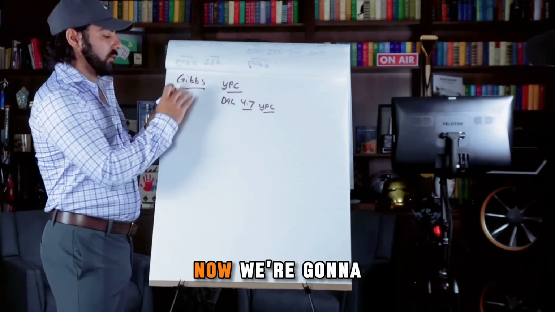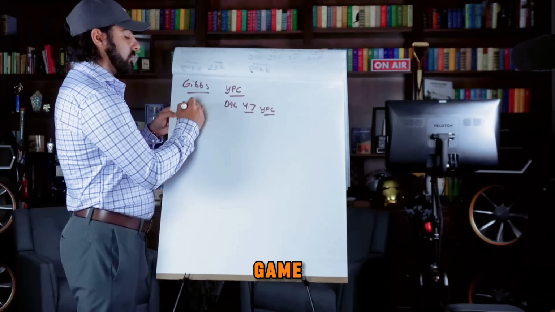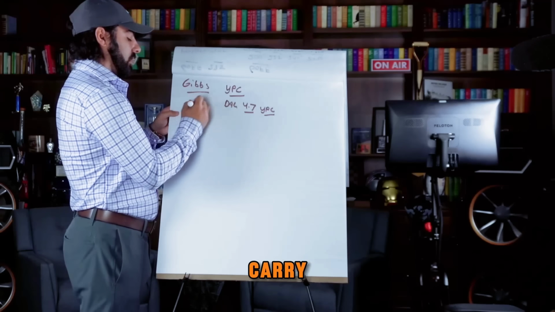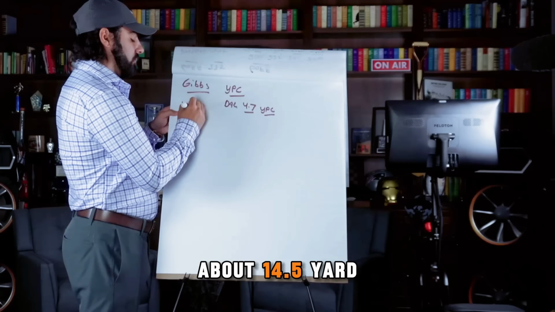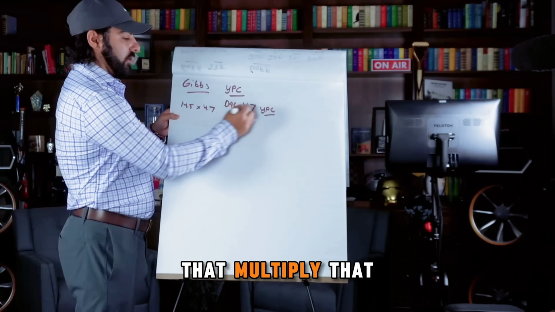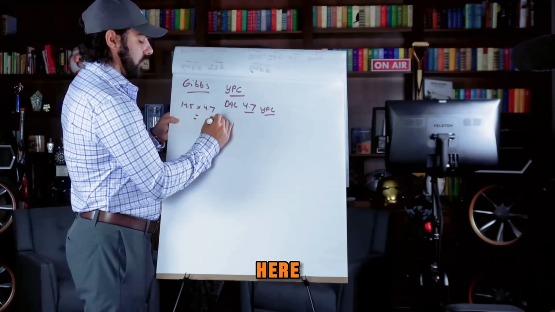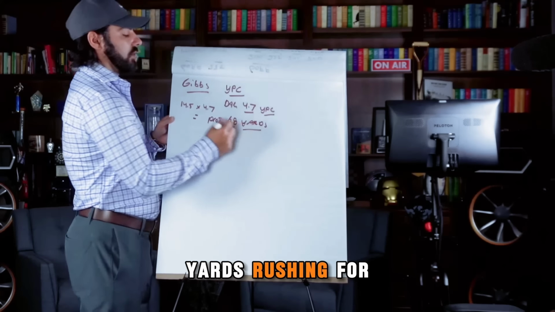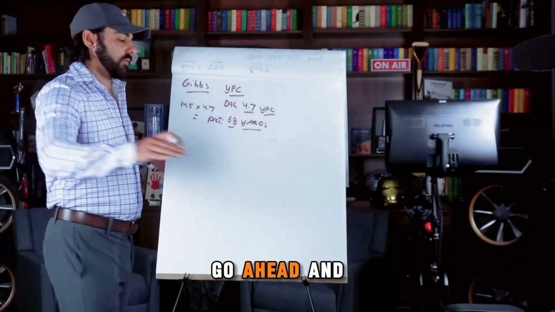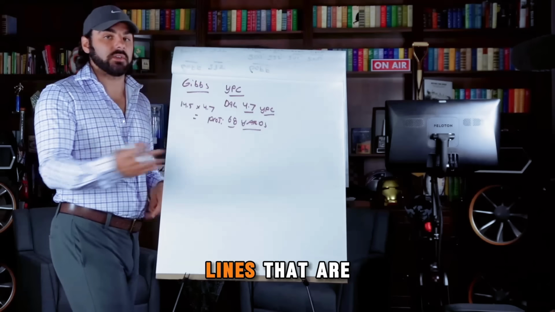So what we're going to do now is take Jahmyr Gibbs' average carries per game and multiply that by the yards per carry. He averages about 14.5 carries per game. So we take that, multiply it by the yards per carry, and that gives us a projection of about 68 rushing yards for Jahmyr Gibbs. But now let's break it down and see exactly where the edge lies compared to the lines that are across the board.